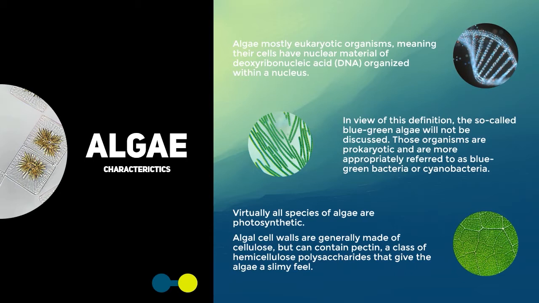In view of this definition, the so-called blue-green algae will not be discussed. Those organisms are prokaryotic and are more appropriately referred to as blue-green bacteria or cyanobacteria. Virtually all species of algae are photosynthetic. Algal cell walls are generally made of cellulose but can contain pectin, a class of hemicellulose polysaccharides that give the algae a slimy feel.